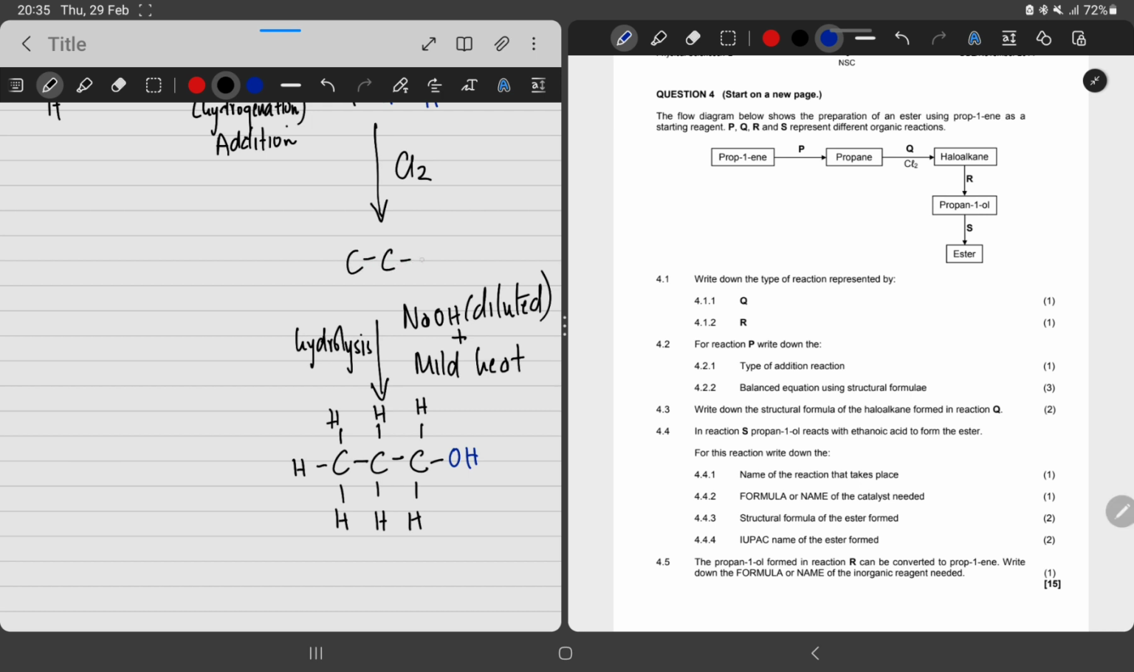So I'm going to have a haloalkane with 3 carbon atoms, and then the chlorine must be attached at the terminal carbon. And I know this because I know that hydrolysis is a substitution reaction. The only way for me to have an OH attached at the terminal carbon is if my chlorine was attached at the terminal carbon. Okay.